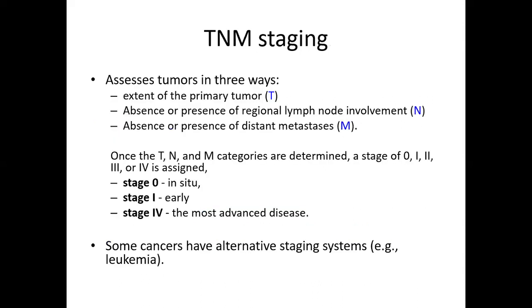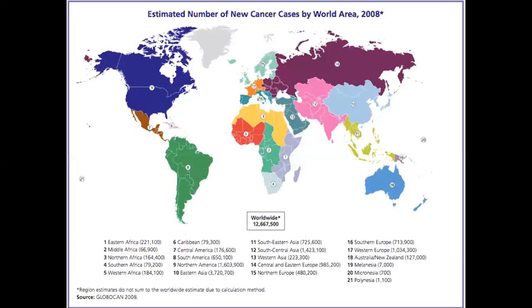Next is TNM staging, assessing tumors in three different ways: extent of the primary tumor, absence or presence of regional lymph node involvement, and absence or presence of distant metastasis. Once the T, N, and M categories are determined, a stage of 0, 1, 2, 3, or 4 is assigned. Stage 0 is in situ, stage 1 is early, and stage 4 is the most advanced disease. Some cancers have alternative staging systems, for example, leukemia.